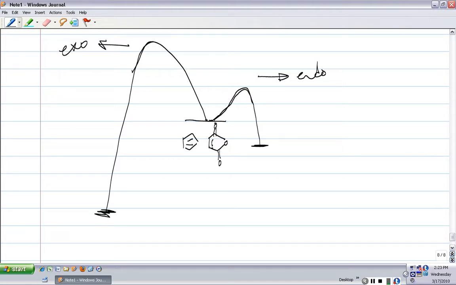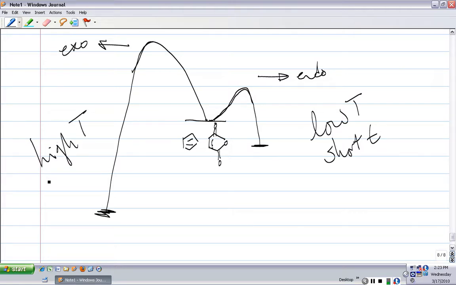So what this means is that if I wanted to form the endo compound, I would run the reaction at low temperature for short exposure. Right? Low temperature, short time. If I wanted to make the exo compound, I'd run the reaction at a high temperature for prolonged exposure, or long exposure. Okay? And the reasons are exactly the same as we described before in the polar addition. And so you may want to go back and look at that discussion.